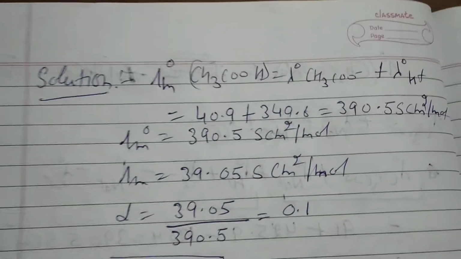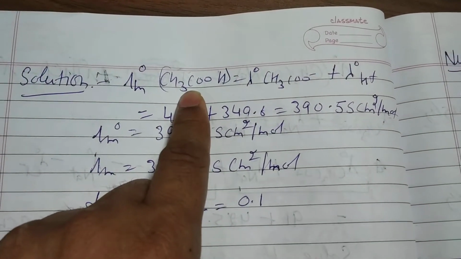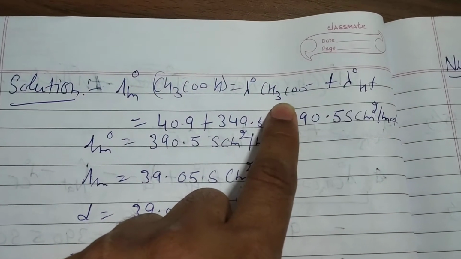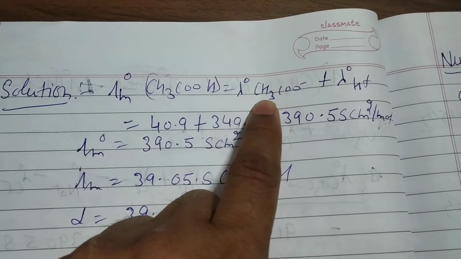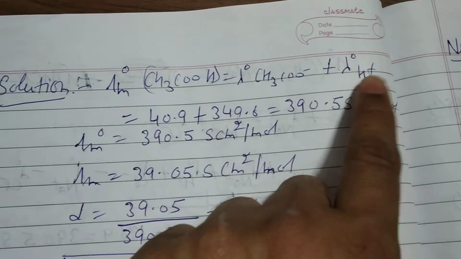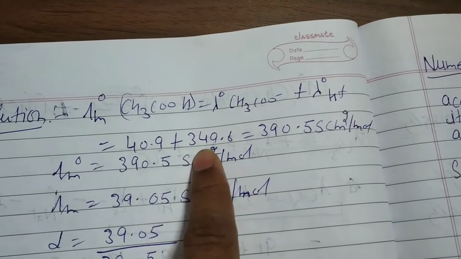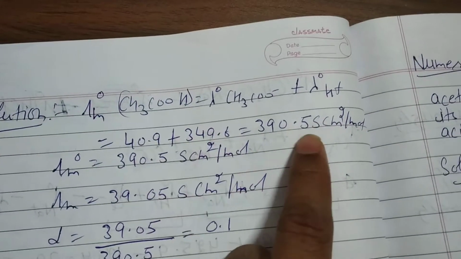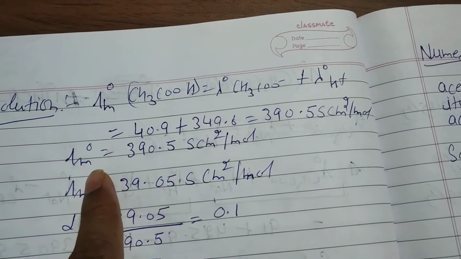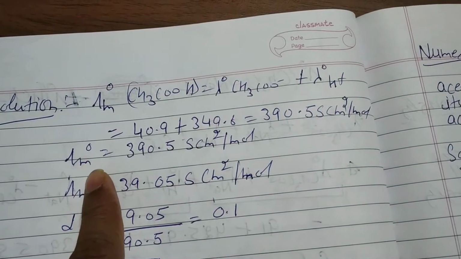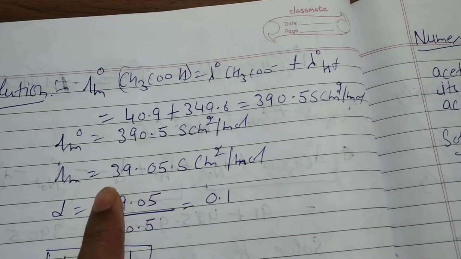So first of all we will calculate lambda naught M for CH3COOH. The limiting ionic conductivity of CH3COO negative is given as 40.9, and the limiting ionic conductivity of H positive is given as 349.6. When we add these two, we get the limiting molar conductivity of acetic acid. And the limiting molar conductivity of this acetic acid we have calculated as 390.5 Siemens centimeter square per mole.